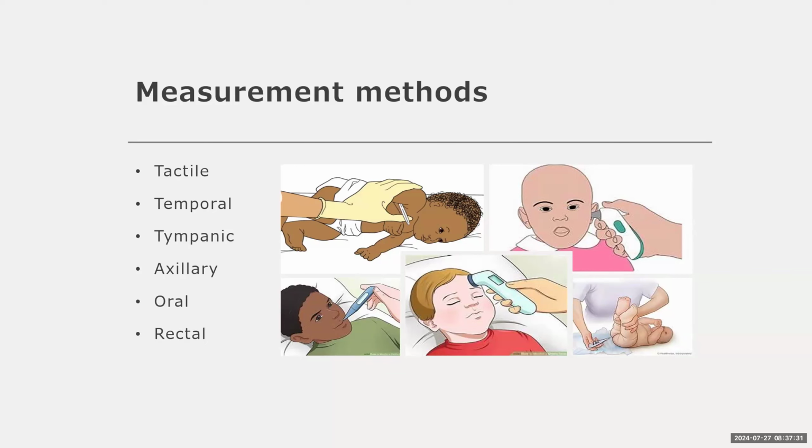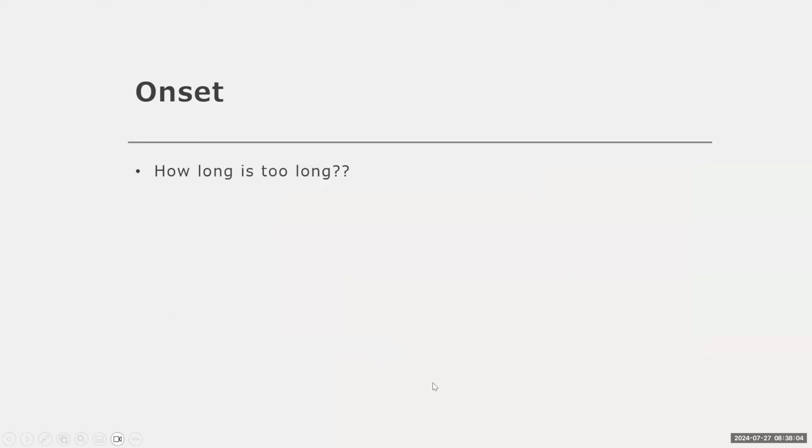Tympanic is measuring the temperature in the auditory canal. Axillary is probably the most common way you will see temperature taken. Another common one is oral. And then the last one, which is usually the most recommended one for infants and neonates, is rectal temperature. And this is the most accurate core temperature that you can get. So that's that.